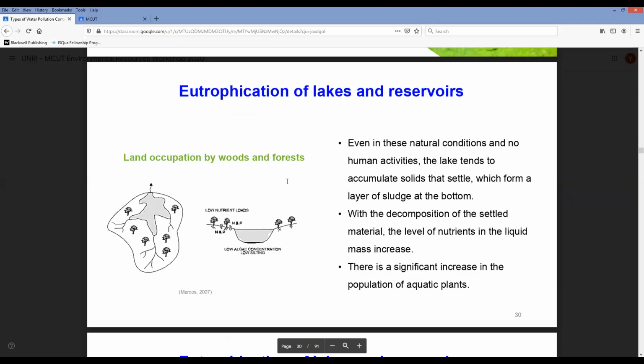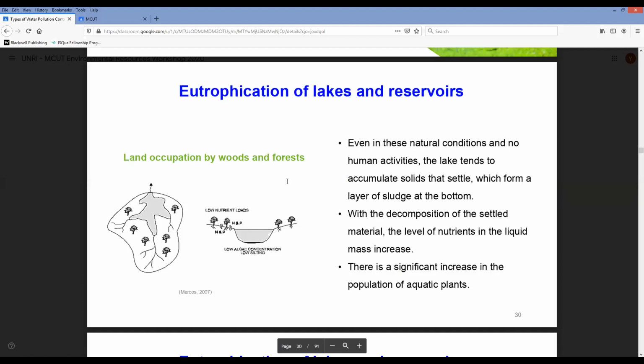Okay, and then this is eutrophication in a lake and a reservoir. As you can see from the figure on the left, this is land occupation by wood and forest. When the wood or forest falls down, especially on the lake, sometimes it will move into the lake body. Sometimes it will be a good food source for the bacteria.